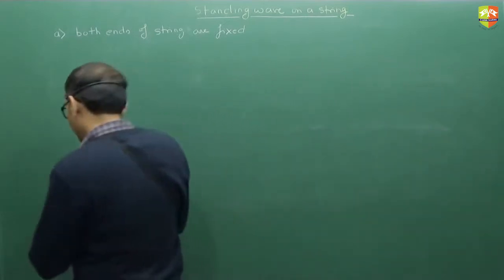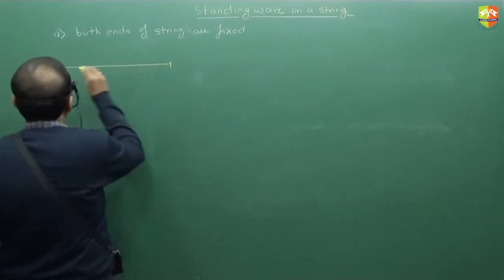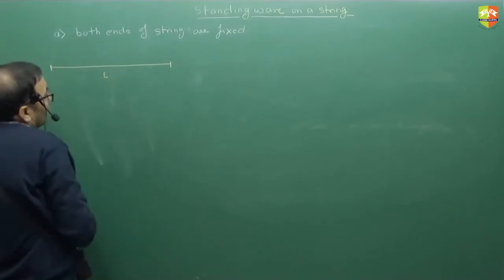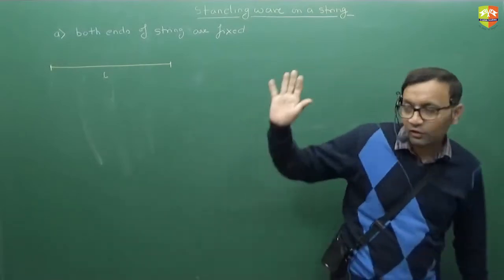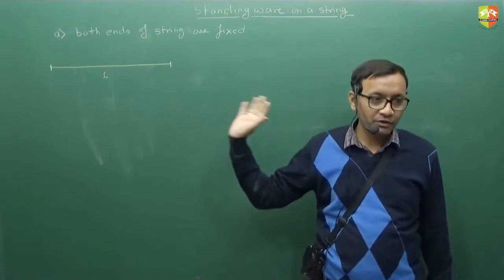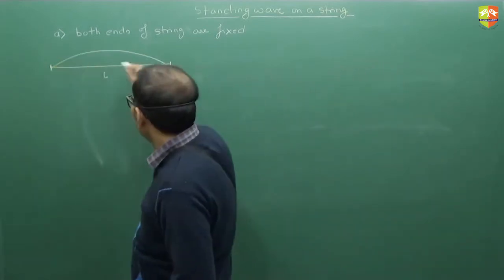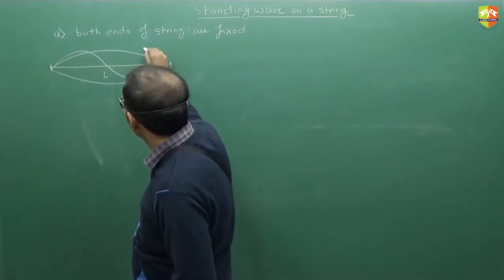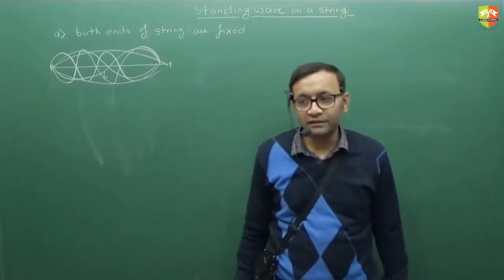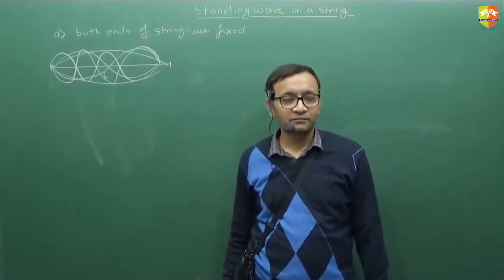Okay, draw a guitar string. This is length L. How many kinds of standing wave can there be on this guitar string? Only one type? As in, how many wavelengths are possible? There can be this wavelength, there can be that wavelength, there can be this wavelength. So how many wavelengths? Infinite. Practically infinite. So the maximum possible wavelength is infinite.